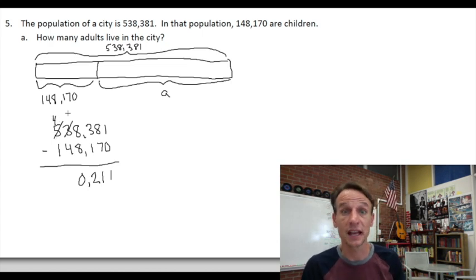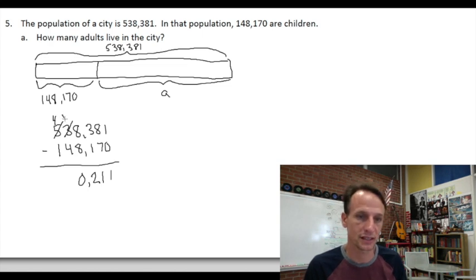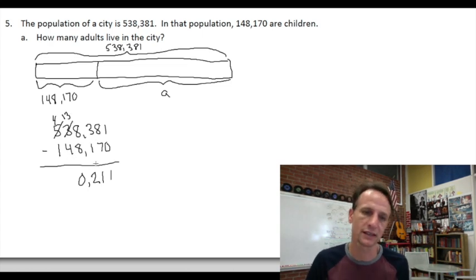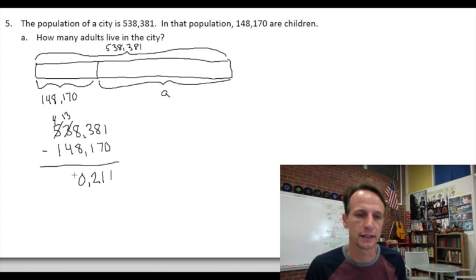Bring it over as 10 10,000s. So 10 10,000s and the 3 that were already there. 13 10,000s minus 4 10,000s leaves 9 10,000s. And then 4 minus 1 is 3.